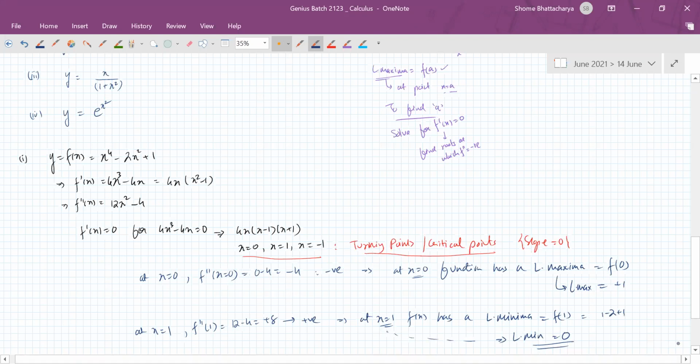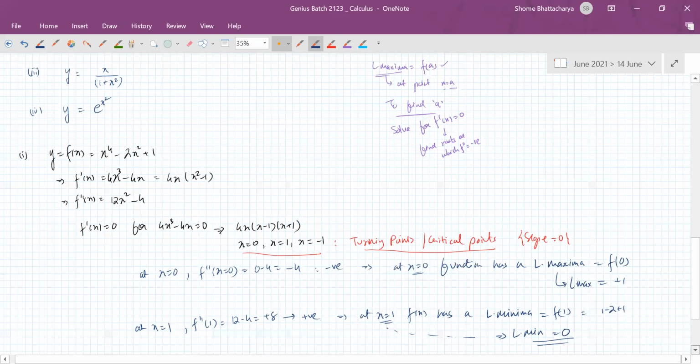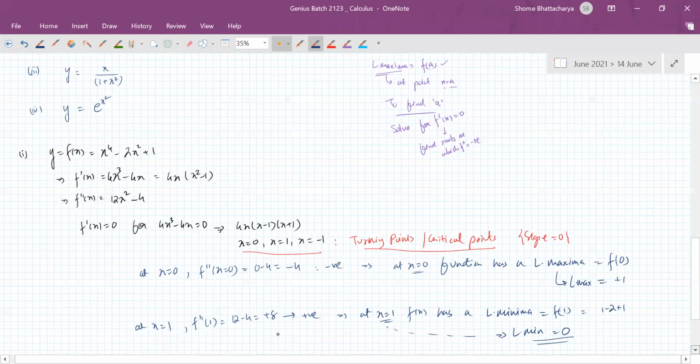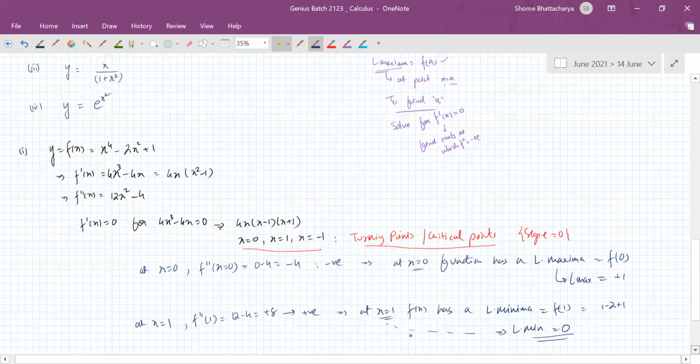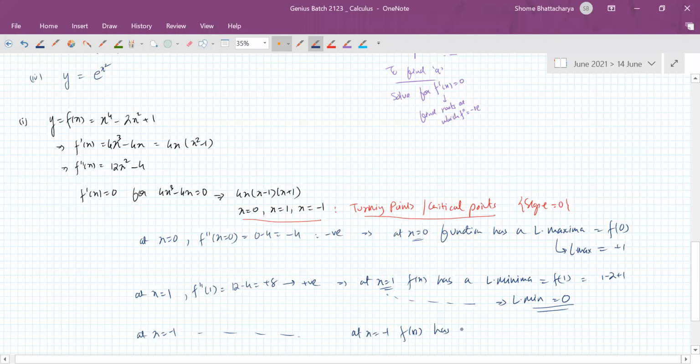So same thing you will see for minus 1 also. In fact, you will see that there's a symmetry here. So at x equal to minus 1, you do all this analysis, you'll get that the function has a local minima again. So interestingly, it's a recurring local minima equal to 0 at x equal to minus 1.